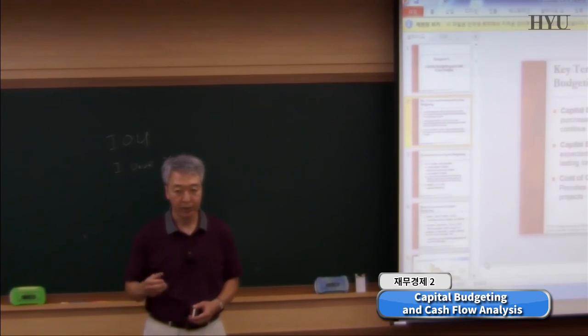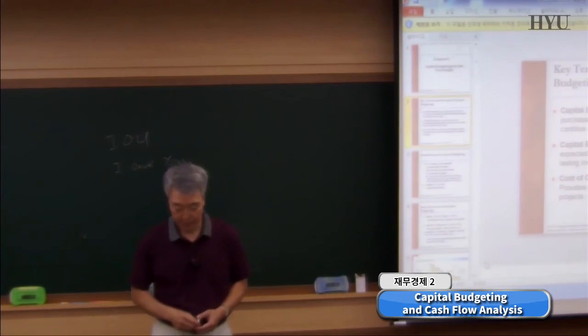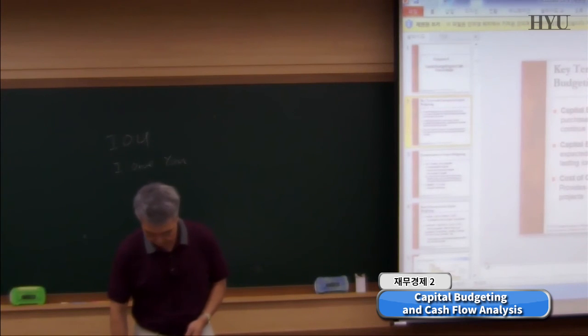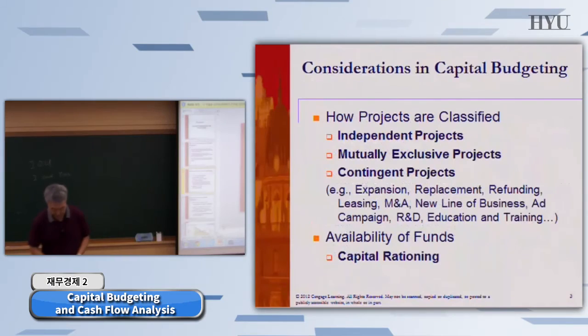So if the company has already amassed a lot of debt, then they'll probably require a higher rate of return to compensate for the risk they're taking. So that's the idea of cost of capital. All right.